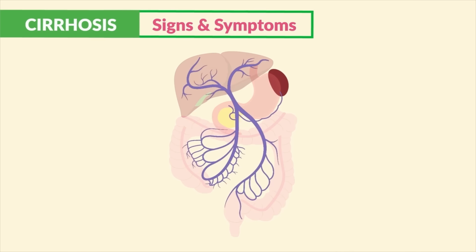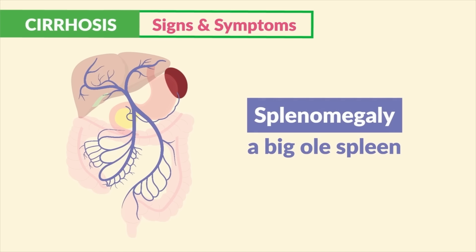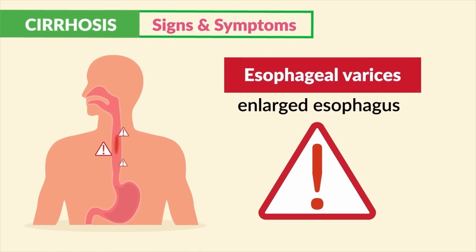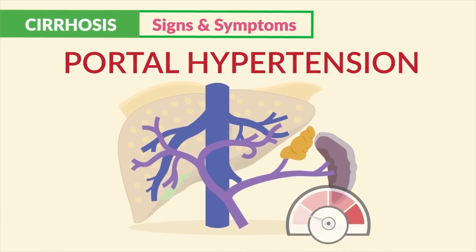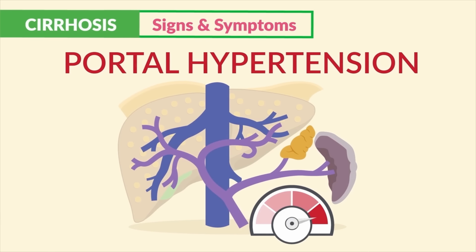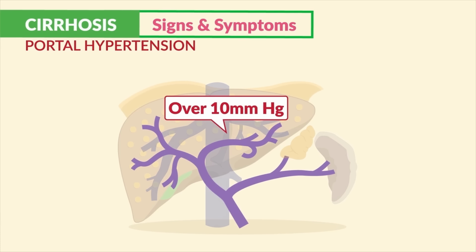So naturally, these will enlarge, specifically the spleen, called splenomegaly. Just think of a big old mega spleen here. And we see an enlarged esophagus called esophageal varices, which we'll cover in a moment. Now, this high pressure inside the portal vein is known as portal hypertension. Over 10 millimeters of mercury in the portal vein here.